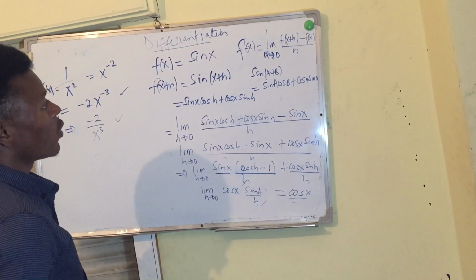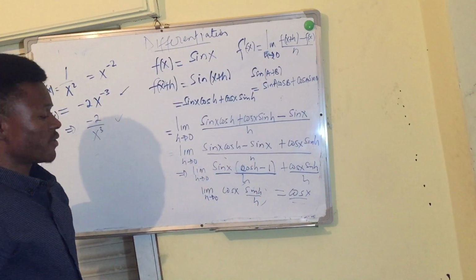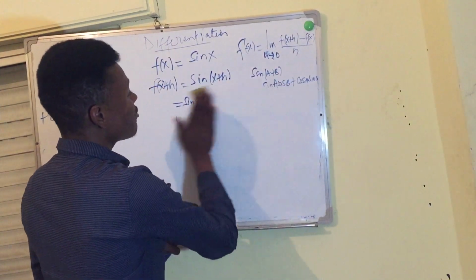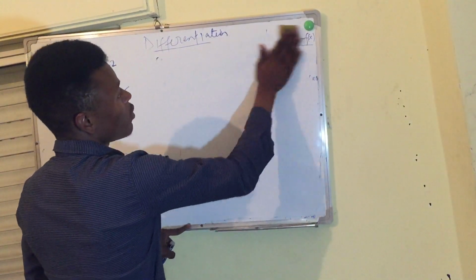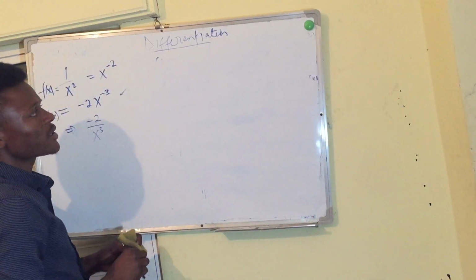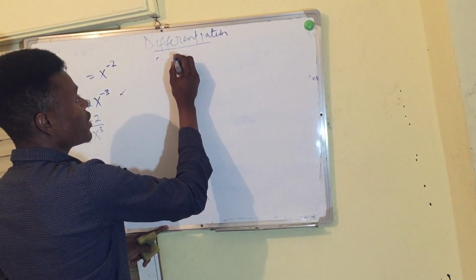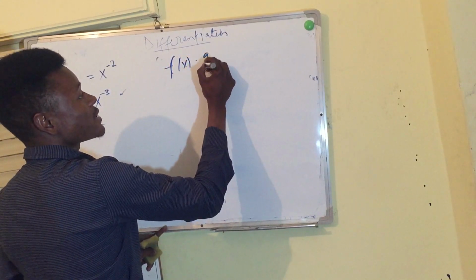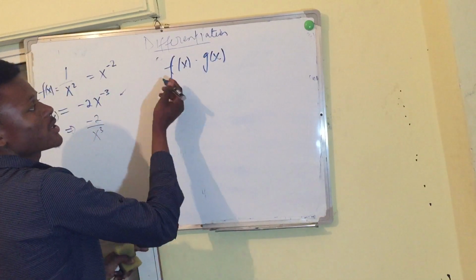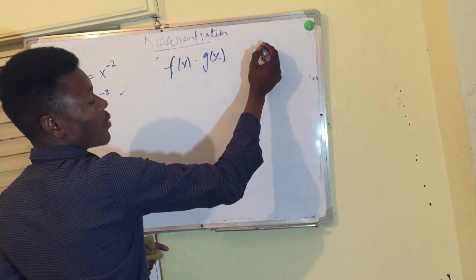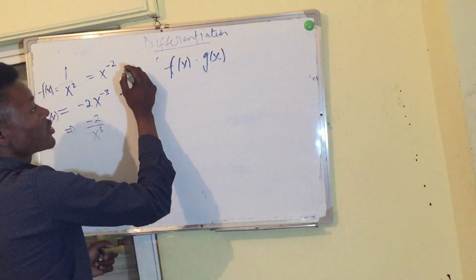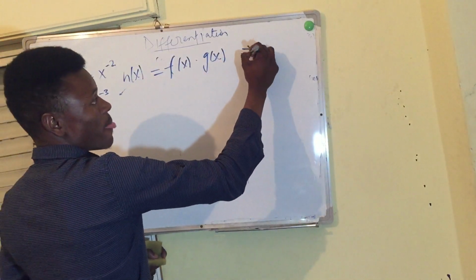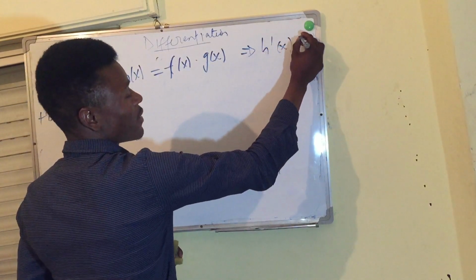So wannan shine differentiation. What if we have something like this? Muna da functions guda biyu, mun iya gano derivative of f of x. What about idan muna da f of x times g of x? What is the derivative of this? What is the derivative of one function? For example, one h of x then, because this. What is h prime of x then?